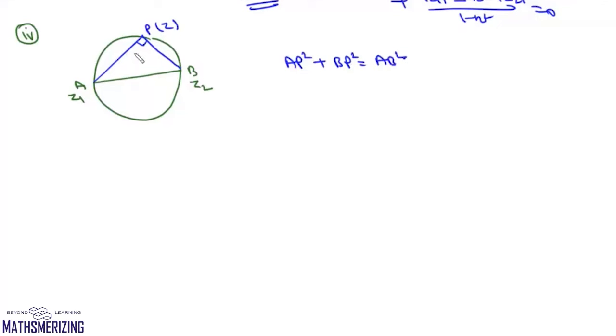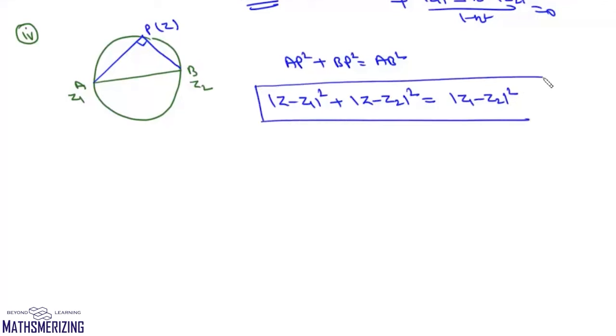Now AP is the distance between A and P. We can write this as |z − z1|², and BP is |z − z2|², and it will be equal to |z1 − z2|². So if we have any equation where we have |z − z1|² + |z − z2|² equal to |z1 − z2|², it will represent the equation of a circle.